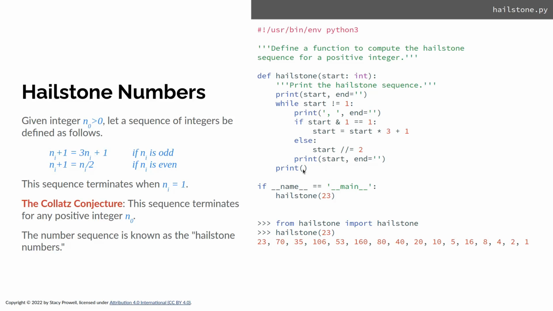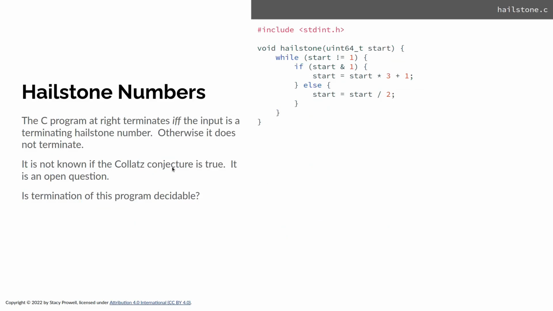And so here's some Python code to compute and print the hailstone sequence for a given integer. So with all that in mind, here is a little C program, and you give it a start value. While start is not equal to 1, we see if it's odd, and we do the times 3 plus 1. Otherwise, it must be even, and we divide by 2, and we just run this way until start gets to be 1. And so an interesting question is, does this program terminate for all inputs?